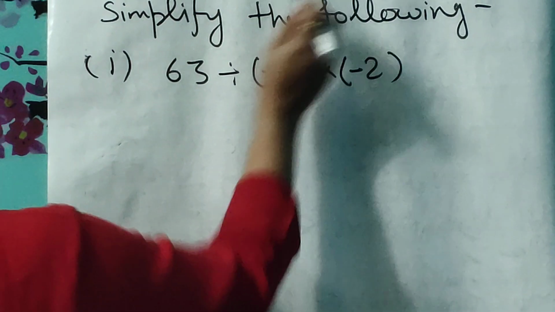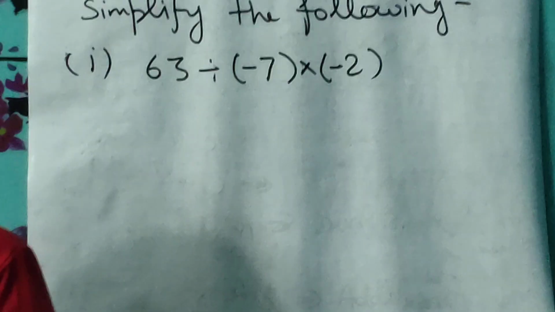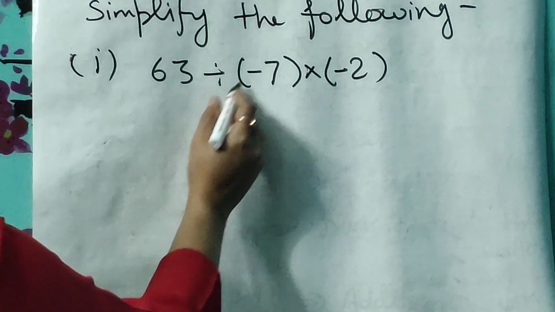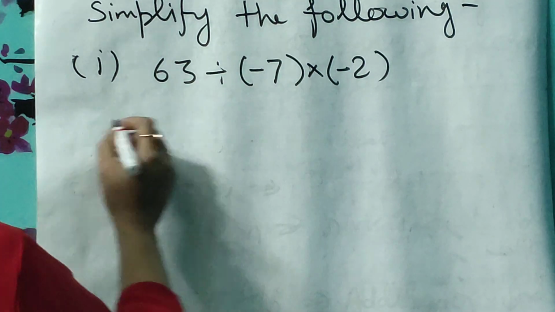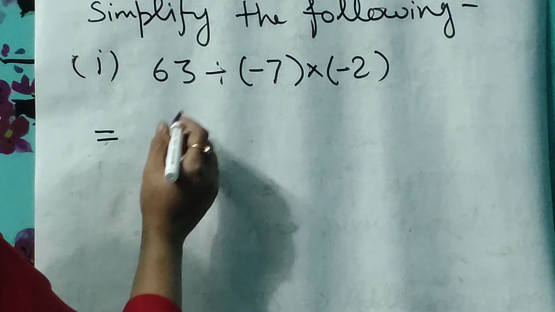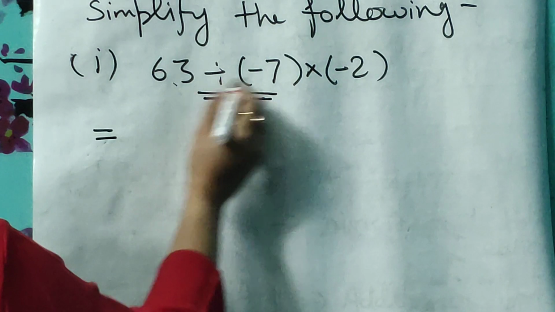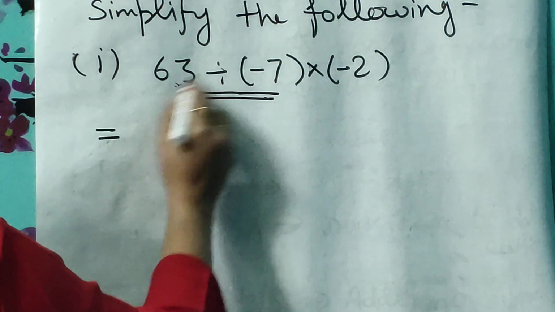Now exercise 6, question number 1. Simplify the following. Here you see in the question: 63 divided by minus 7 into minus 2. So how will we solve it? First we will solve the division. So 63 divided by minus 7.